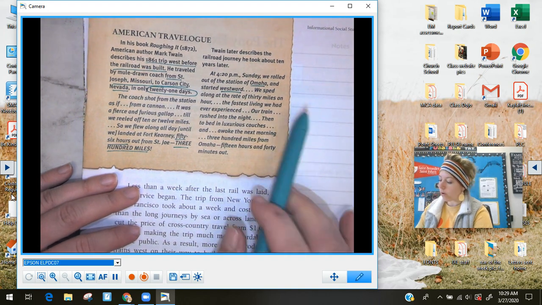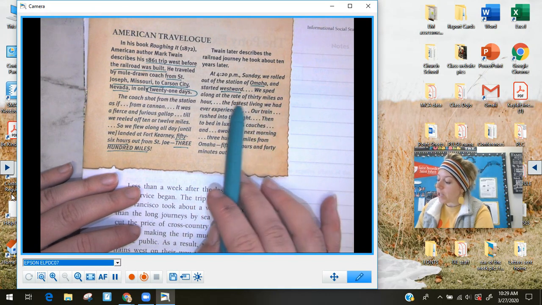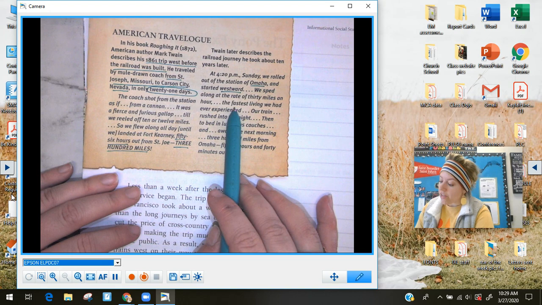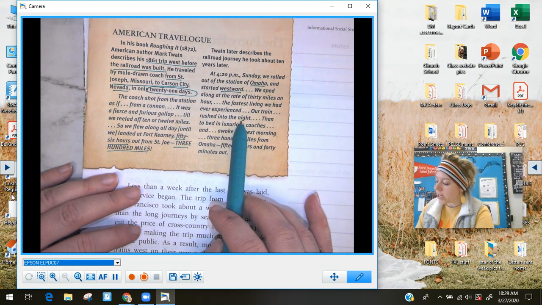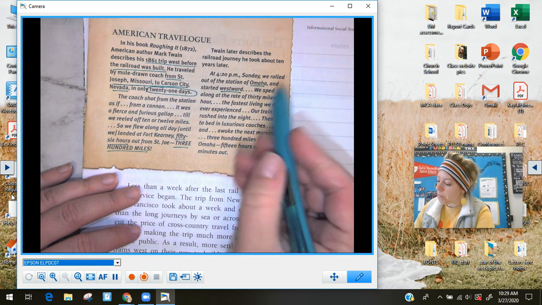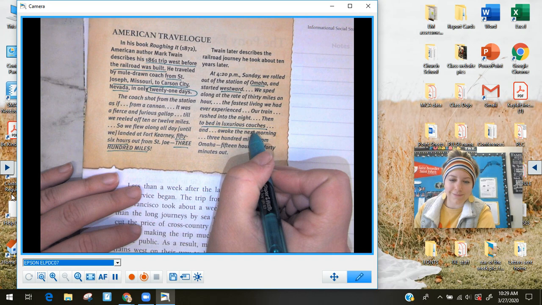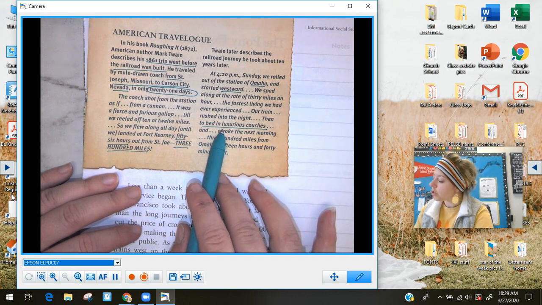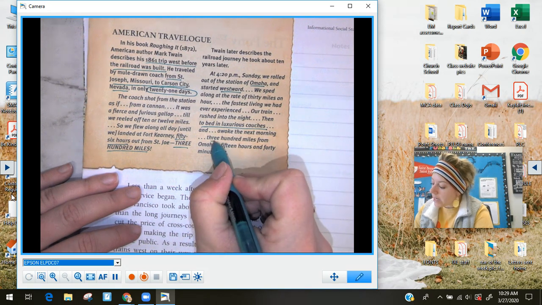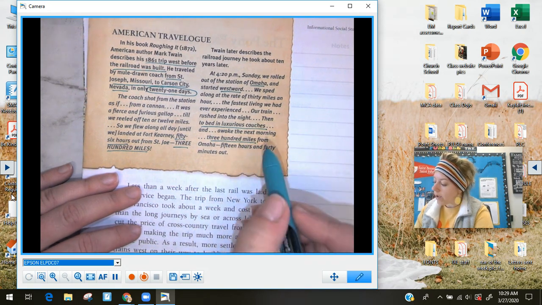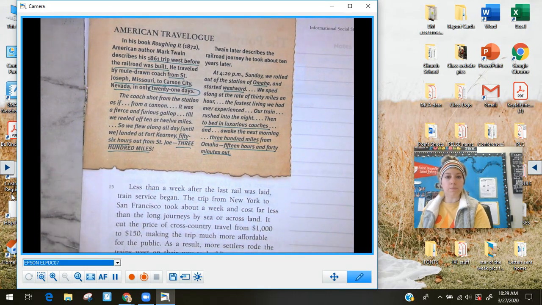So that's where they are going. We sped along at the rate of 30 miles an hour, the fastest living we had ever experienced. Our train rushed into the night, then to bed in luxurious couches, to bed in luxurious couches, and awoke the next morning 300 miles from Omaha, 15 hours and 40 minutes out.